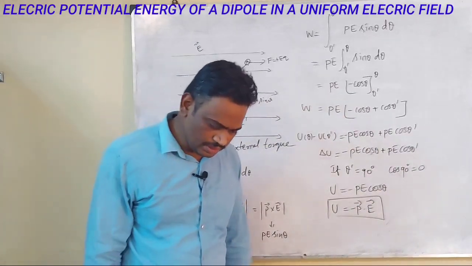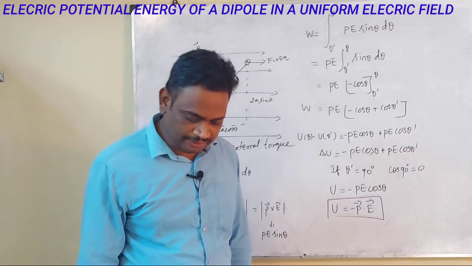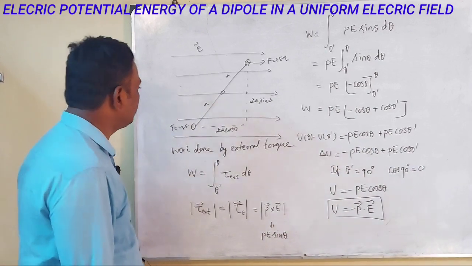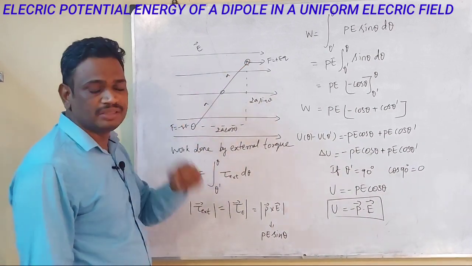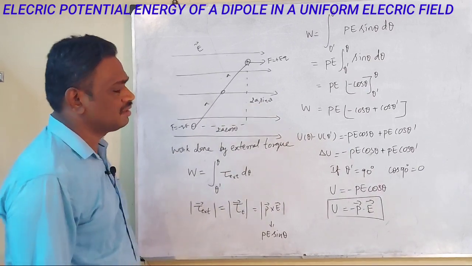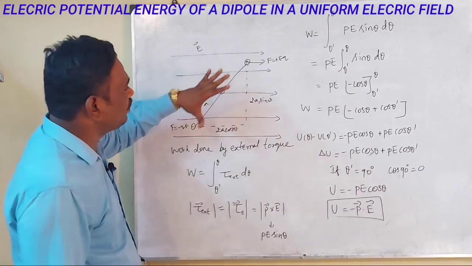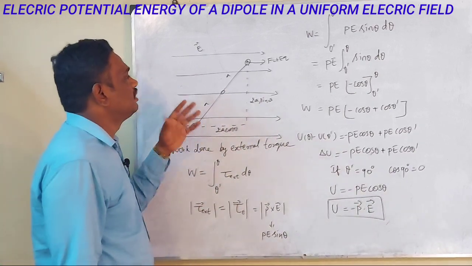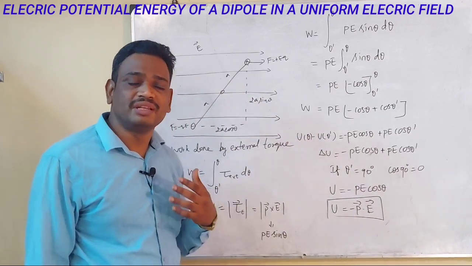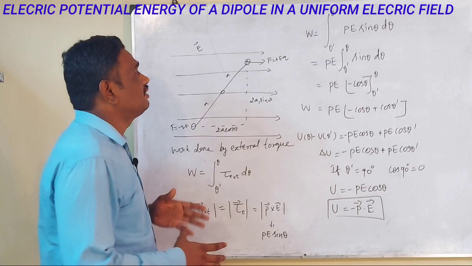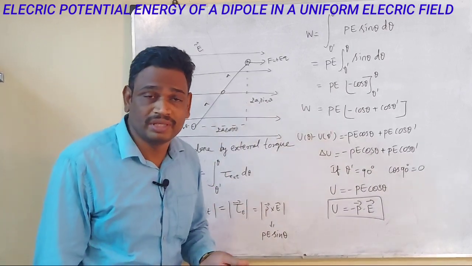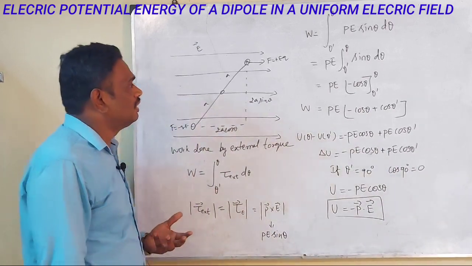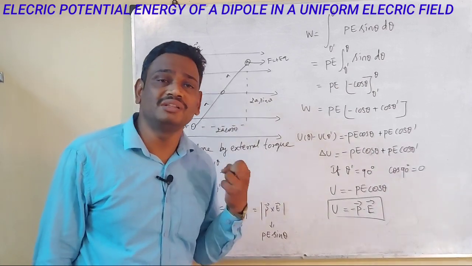Okay, next I move on to the electric potential energy of a dipole in a uniform electric field. Consider an electric dipole placed in a uniform electric field. In this case, the electric dipole will experience a torque, which we have already seen in the previous topic. Suppose we want to rotate this electric dipole against the torque produced by the electric field, then we have to do external work. So, in order to do external work, we have to apply an external torque.